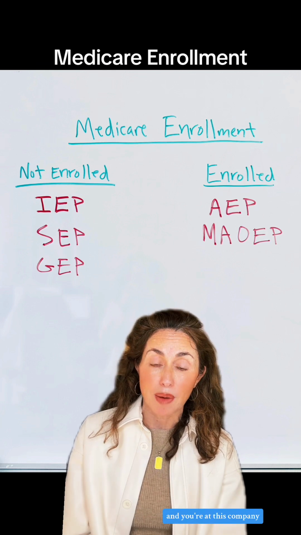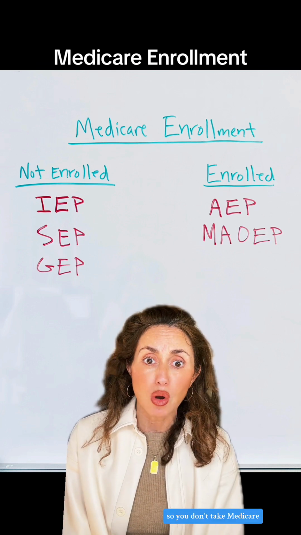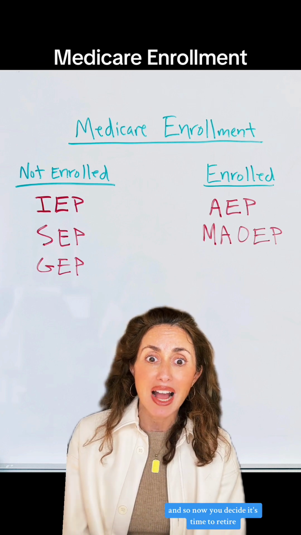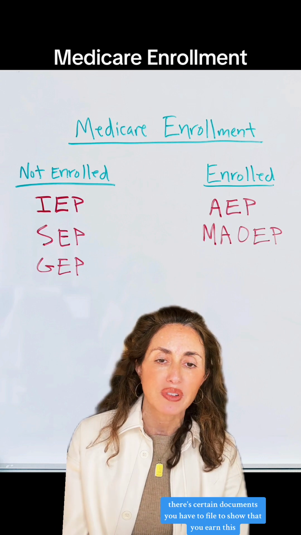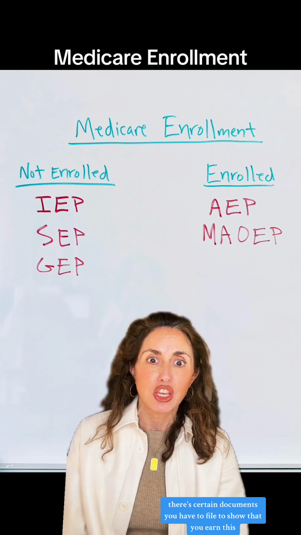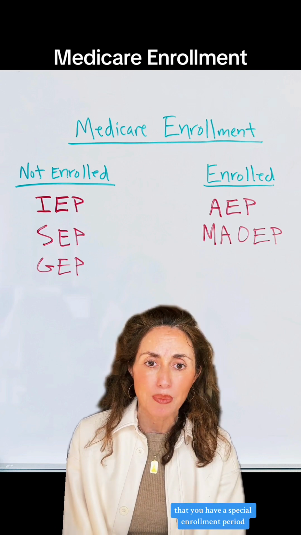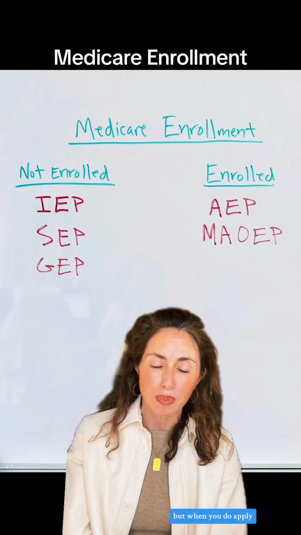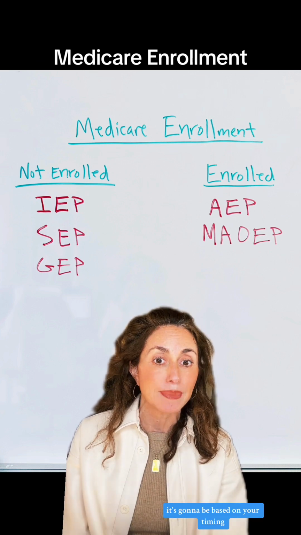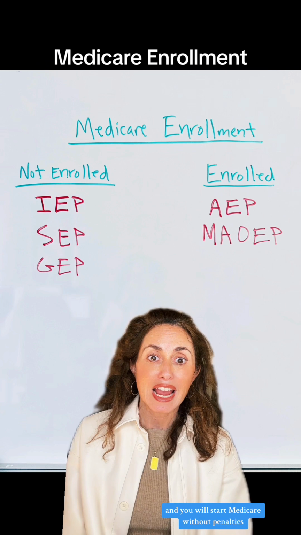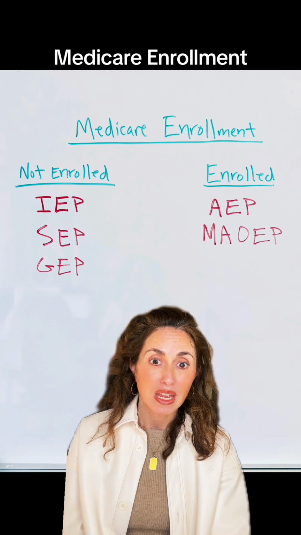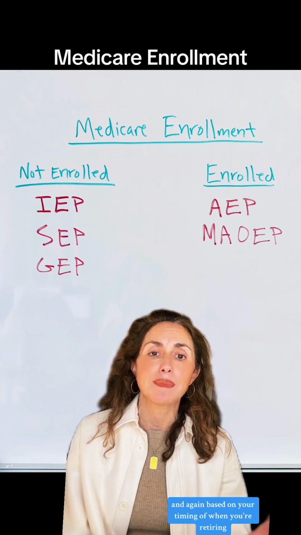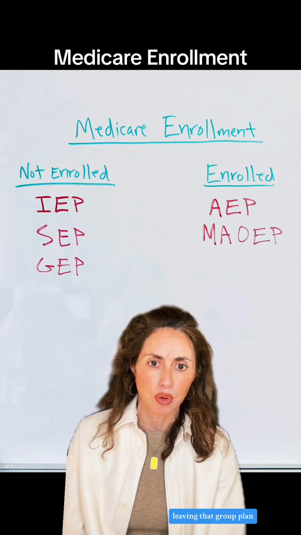And you're at this company, so you don't take Medicare. And so now you decide it's time to retire. There's certain documents you have to file to show that you earn this, that you have a special enrollment period. But when you do apply, it's going to be based on your timing, special to you, and you will start Medicare without penalties. And again, based on your timing of when you're retiring, leaving that group plan.